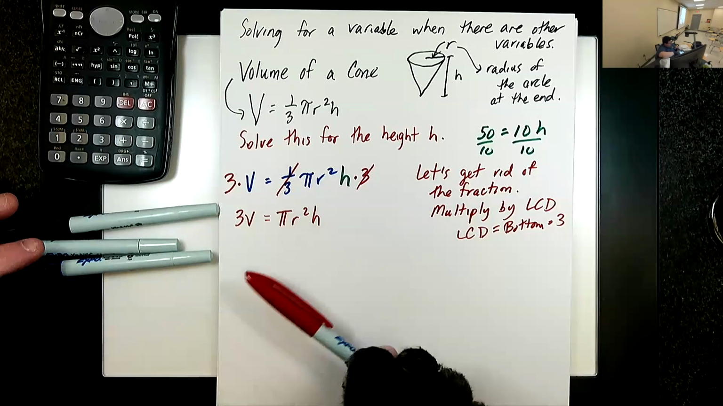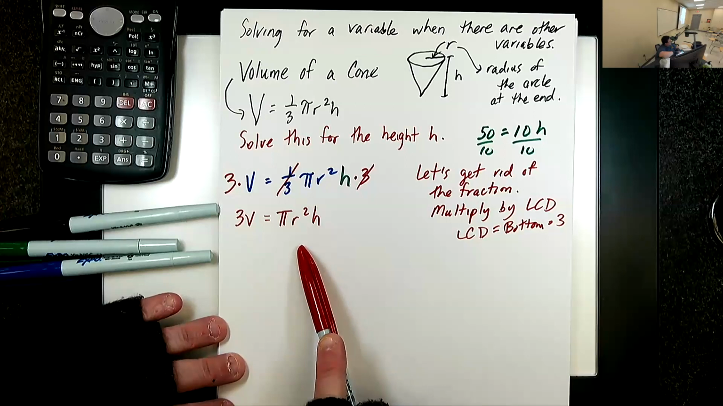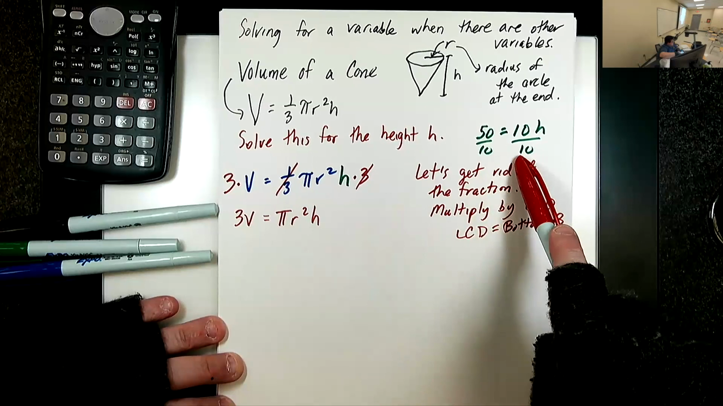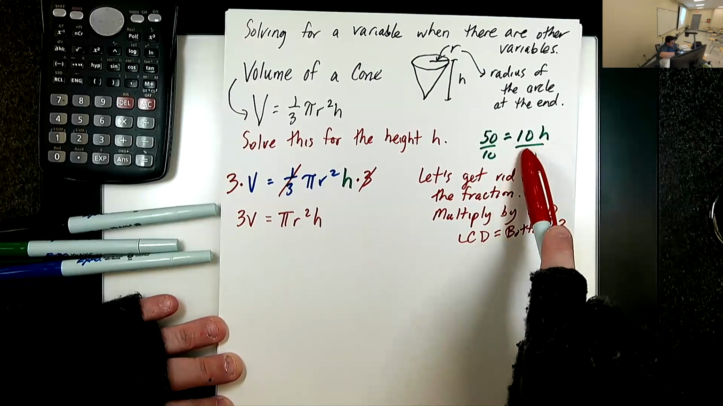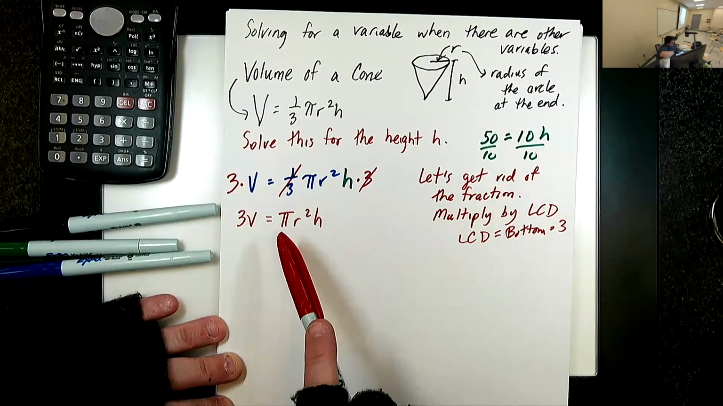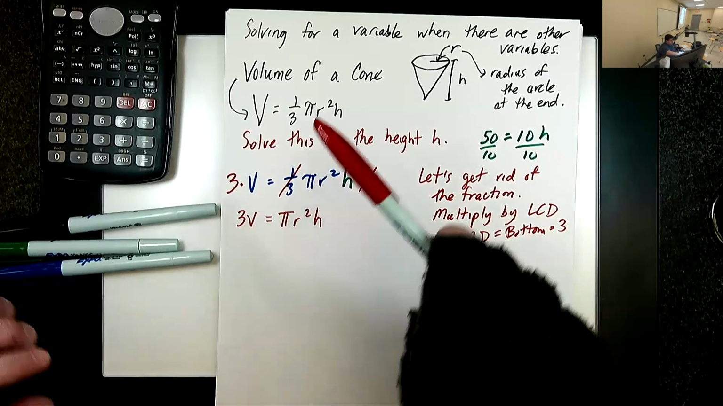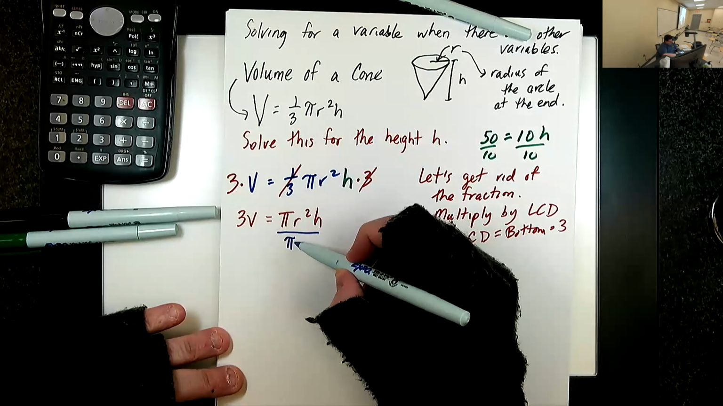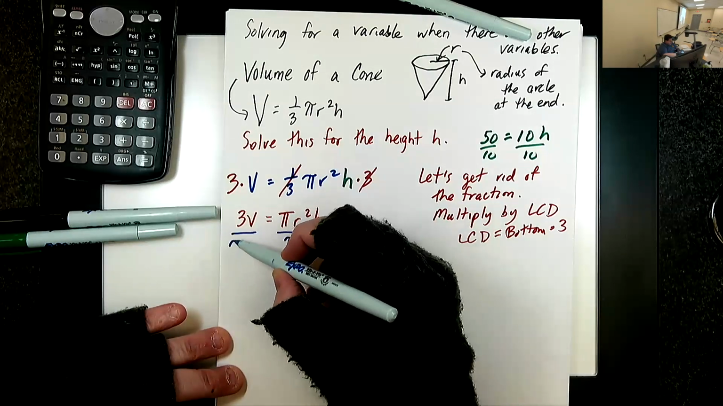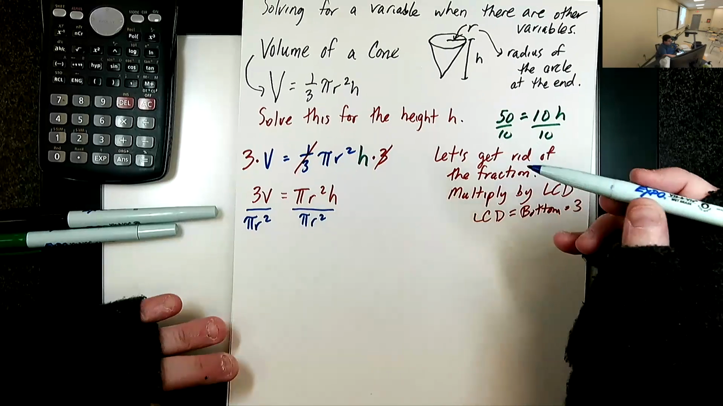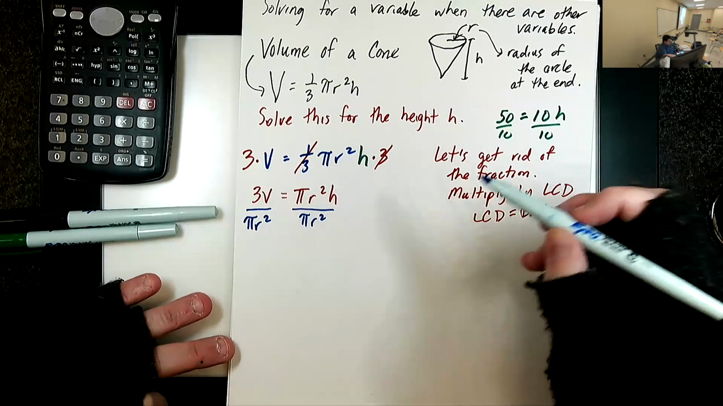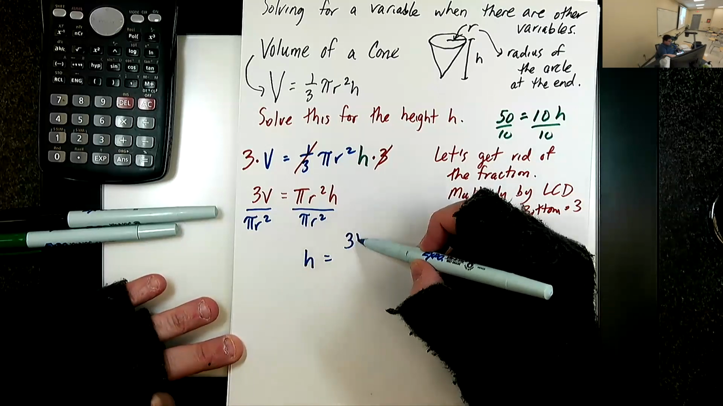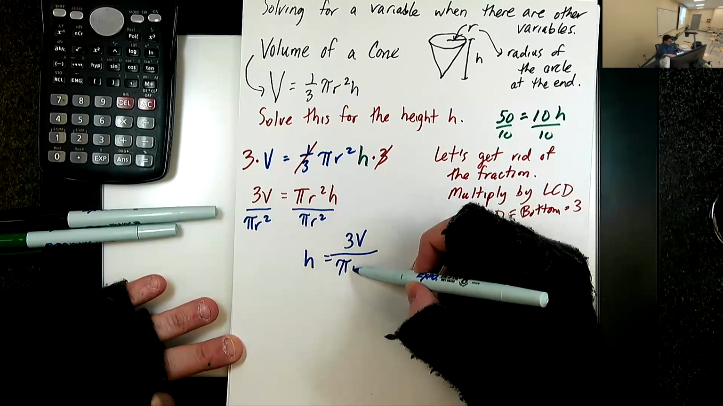And now, there is a radius where this value is 10. I don't know what it is, but the principle is the same as what we did here. We divided by 10 here, so we're going to divide by what h is multiplied by. On this one, h is multiplied by pi r squared, so we divide both sides by pi r squared. And we will get h equals 3v over pi r squared.